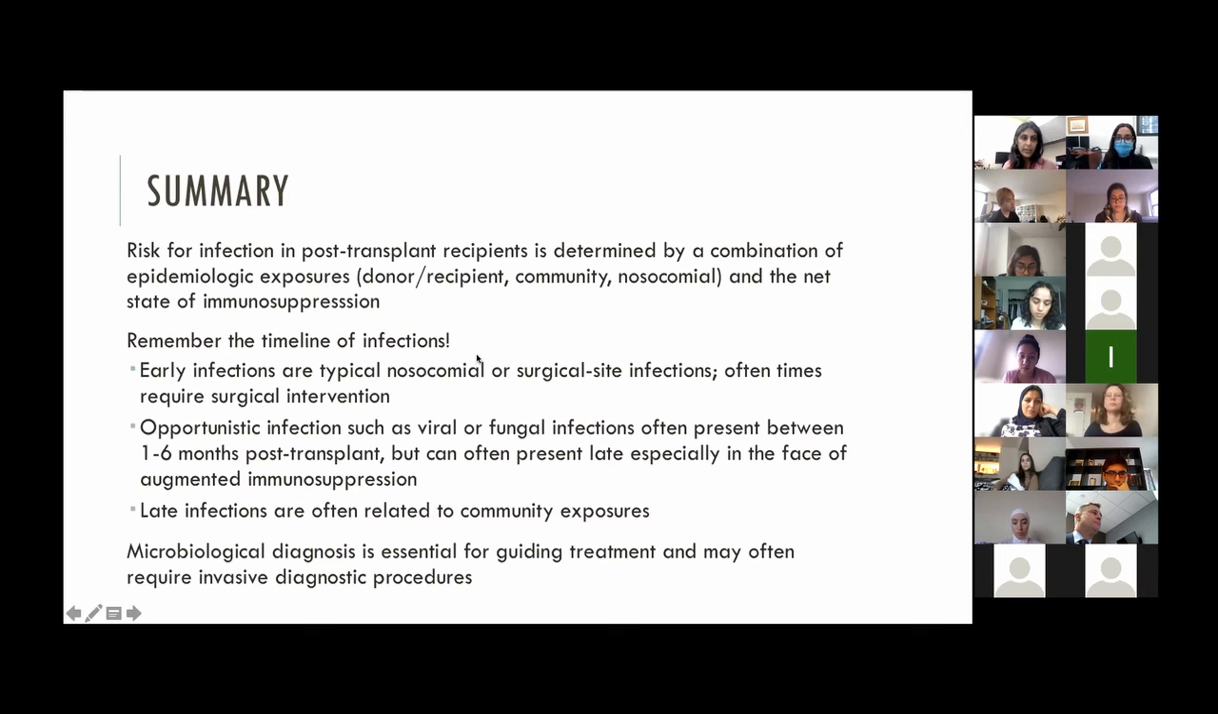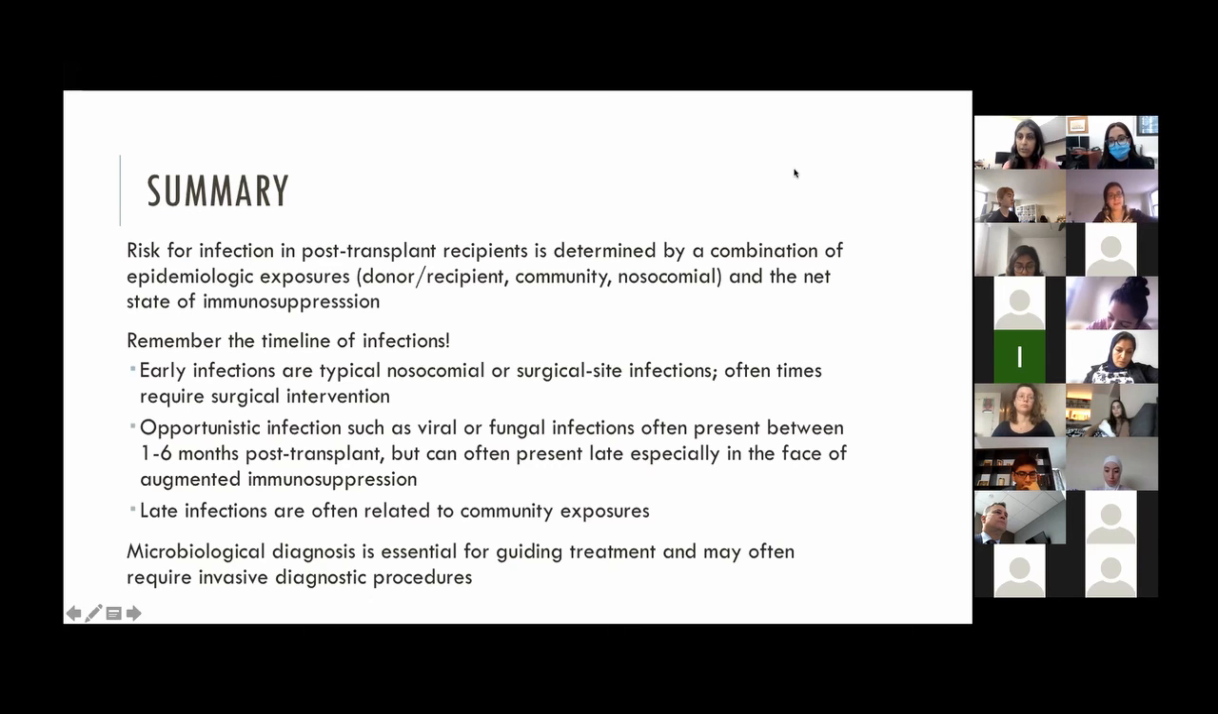And that's it. So in summary, the risk for infection in a post-transplant recipient is determined by a combination of factors: epidemiologic exposures, and the net state of immunosuppression. Remember the timeline of infections. Early infections are typically nosocomial or surgical site infections. OIs often present later, and especially in the face of augmented immunosuppression, and late infections can often be related to community exposures. And specifically, microbiological diagnosis is always helpful.